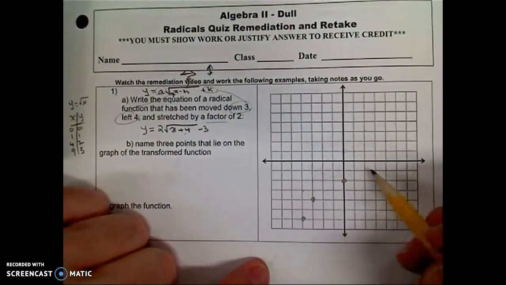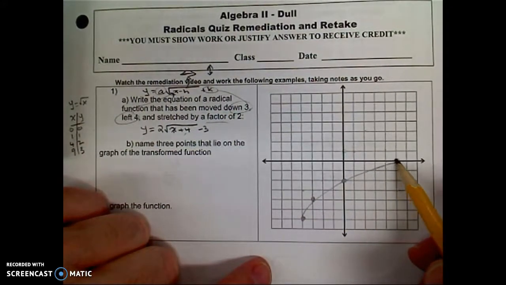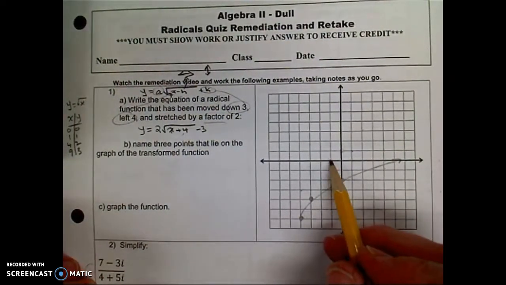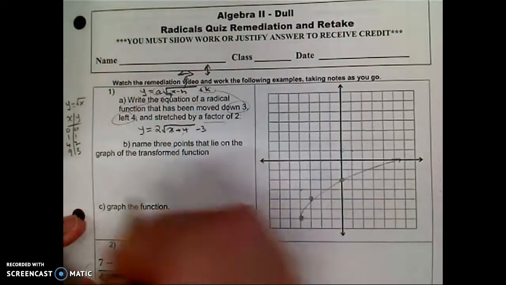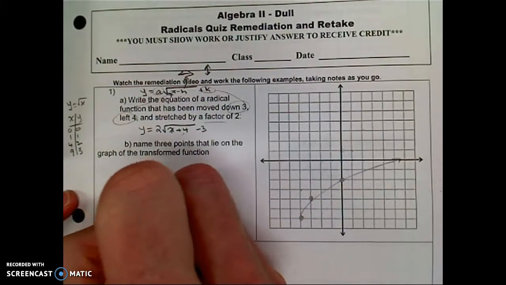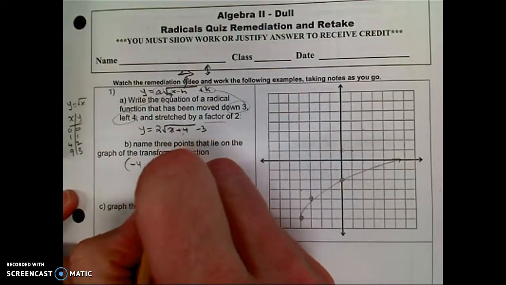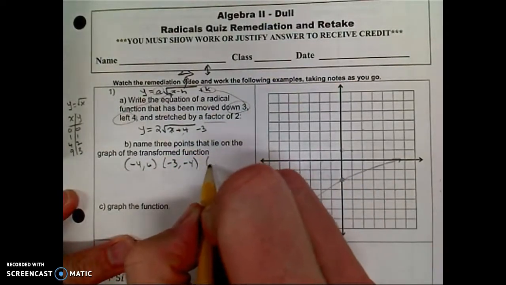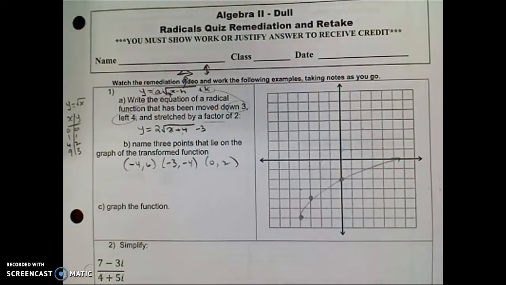So you can see that this is stretched in this direction. So 3 of the points that are on our new function: negative 4, 6. I have negative 3, negative 4. And I have 0, 2. And then graphing the function will look like that.